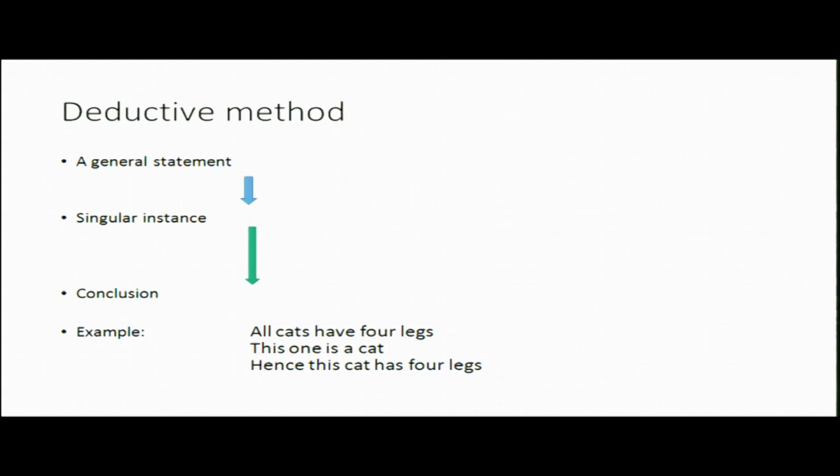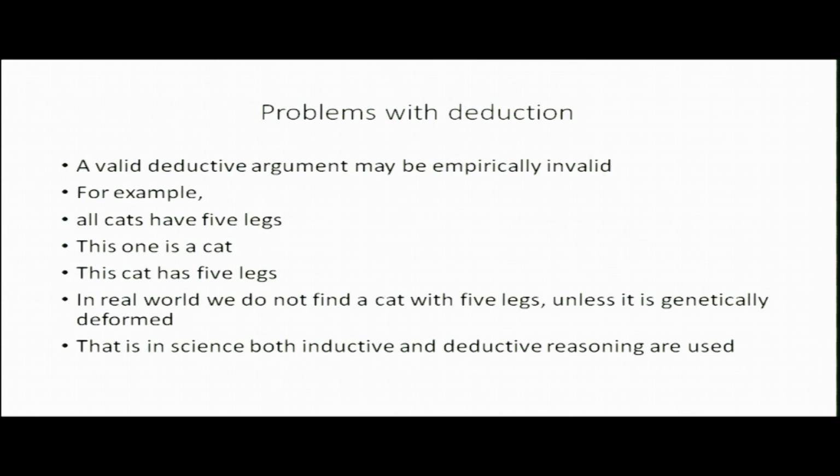For example, all cats have 4 legs. This one is a cat, hence this cat has 4 legs. The problem with deduction is that a valid deductive argument may be empirically invalid or wrong. For example, all cats have 5 legs. This one is a cat, this cat has 5 legs, is a valid deductive argument. However, in the real world we do not find a cat with 5 legs unless it is genetically deformed. That is, in science both inductive and deductive reasoning are used to generate knowledge. They are not mutually exclusive.